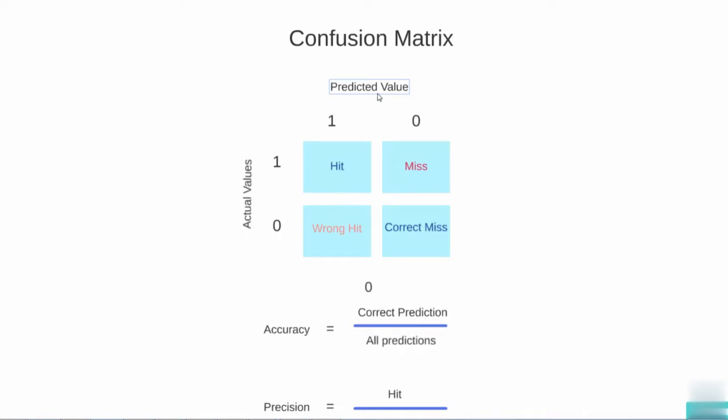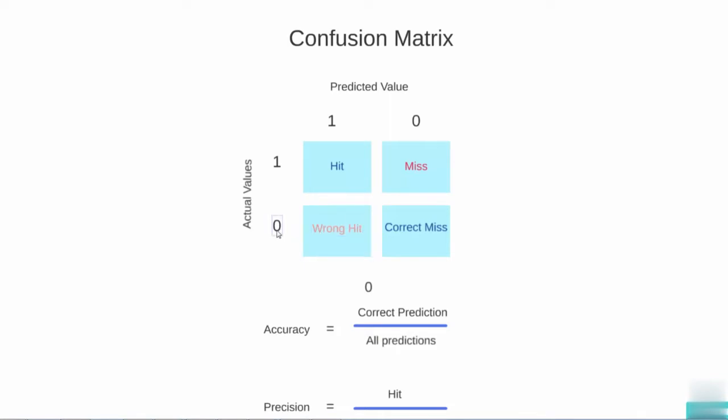So for example, the actual value was 1. If the algorithm thought it was 1, then it is a hit. But if the algorithm failed to think it was 1 and it thought it was 0, then that means the algorithm missed it. Now, if the actual value is 0 and the algorithm thought that it is 1, that is right about here, then it is a wrong hit.